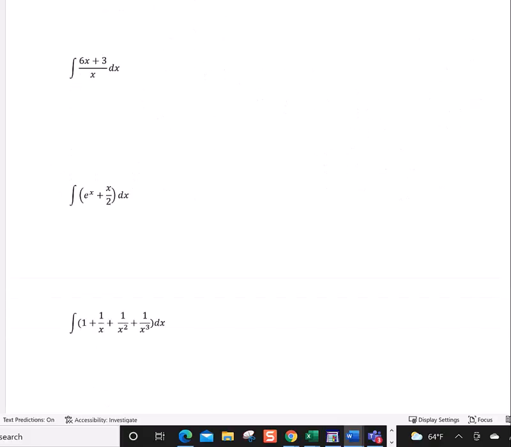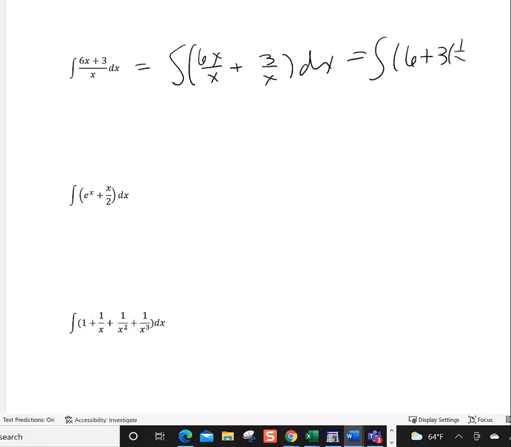The integral of 6x plus 3 over x. We need to divide 6x over x, 3 over x, dx. The 6 over x just becomes 6. And I'm going to again separate 3 and 1 over x. So integral of 6 is 6x. I have the 3. I have the natural log of the absolute value of x plus c.